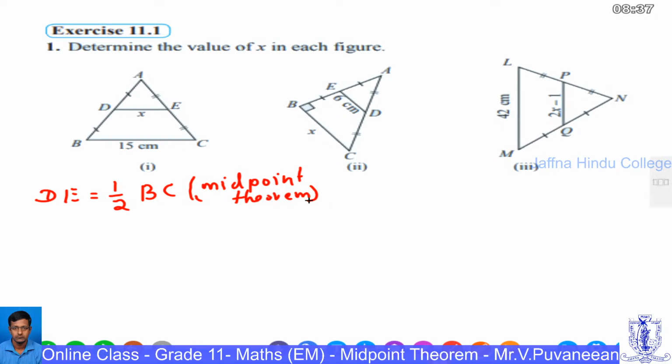So DE equal to half BC. We know the value of BC, that is given, that is equal to 15. So half into 15, 7.5. So DE is x. So x is equal to 7.5 centimeters. Okay.